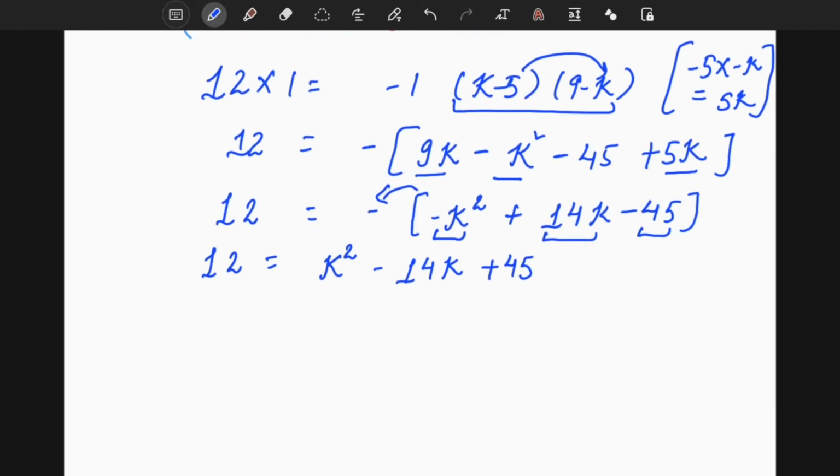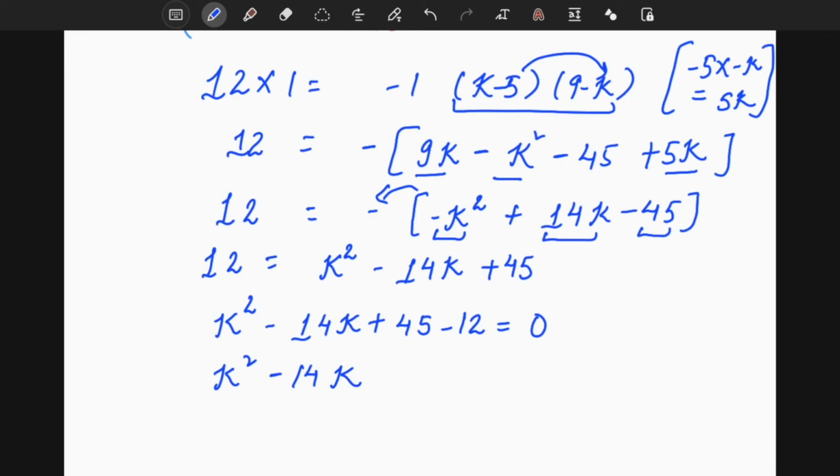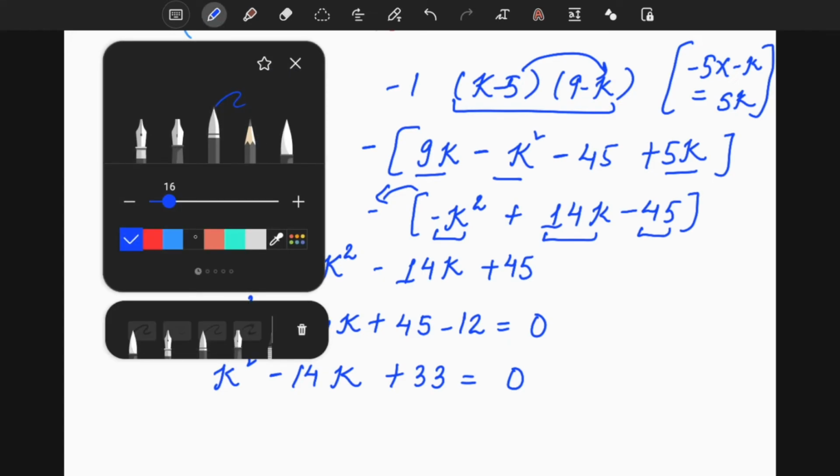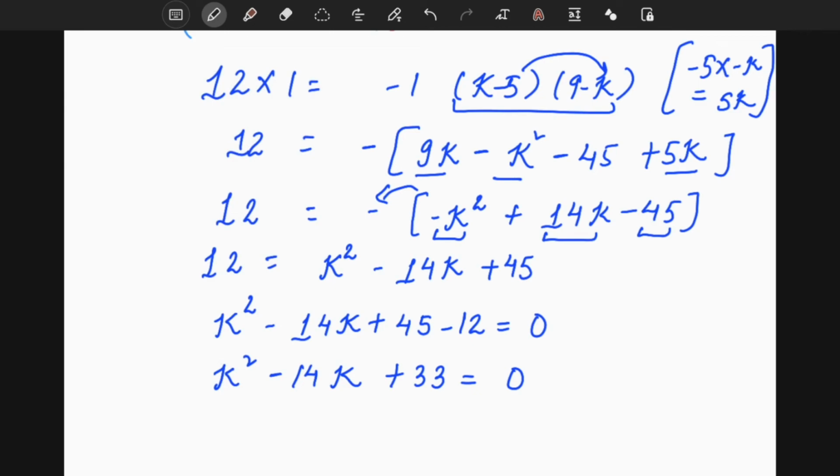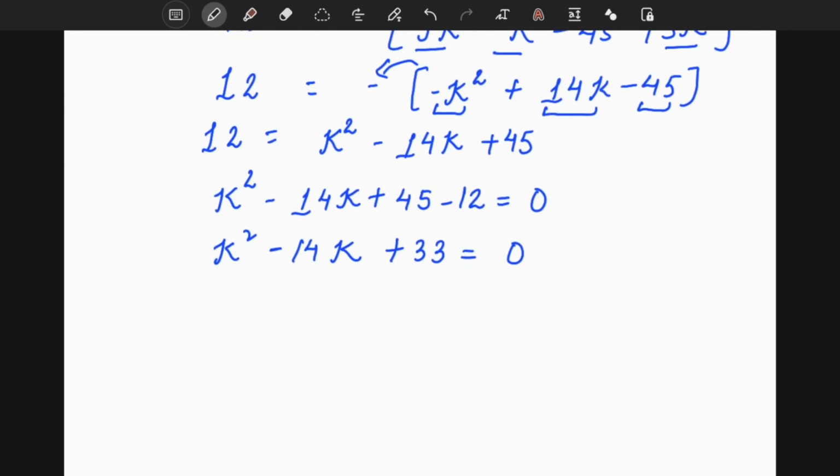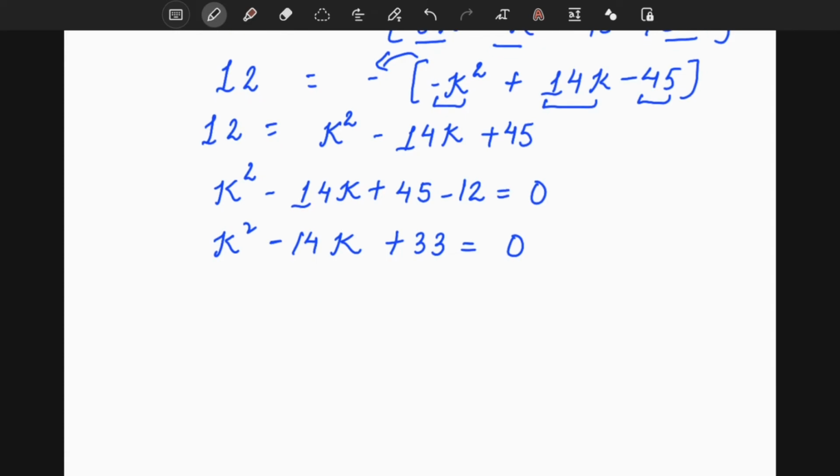Now we have to make one equation for finding the value of k. We will take 12 to the other side. It's like this: k square minus 14k, 45 minus 12 is plus 33. Now we have to find the value of k. How can we find the value of k from here? We have to make factors.